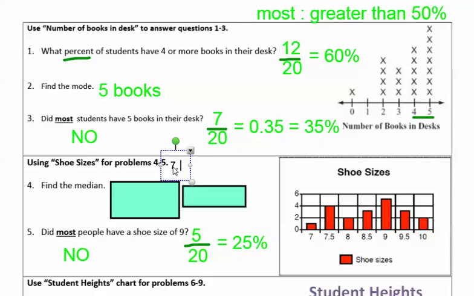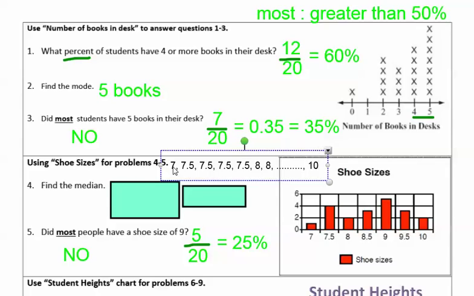Then we have 4 people with a 7.5, so we can list 7.5 4 times. Then we have 2 people with a size 8. And we would keep listing this if we wanted to. List all the numbers, and then we could find the middle number by crossing off the smallest. Cross off a small, cross off a high. Cross off one small, cross off a high. So that's one option that you can do.